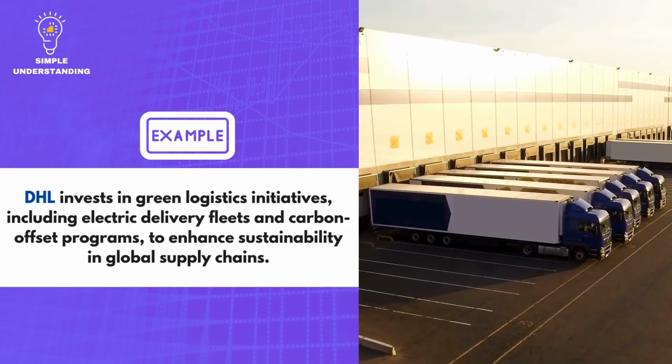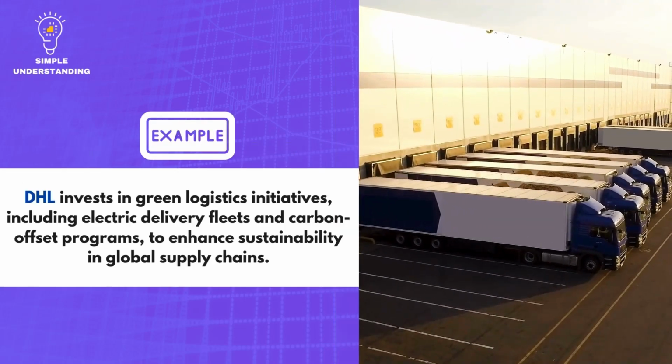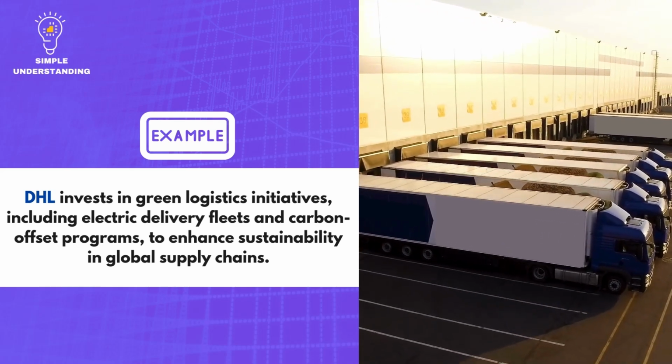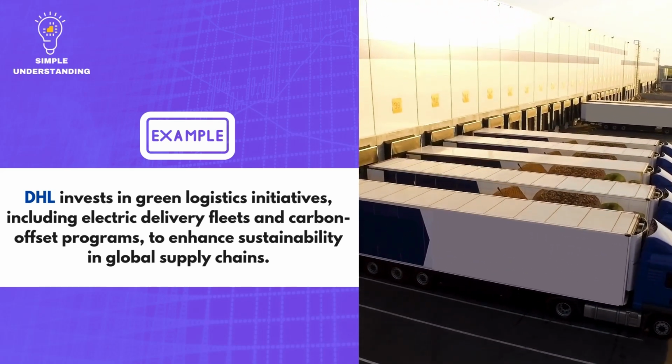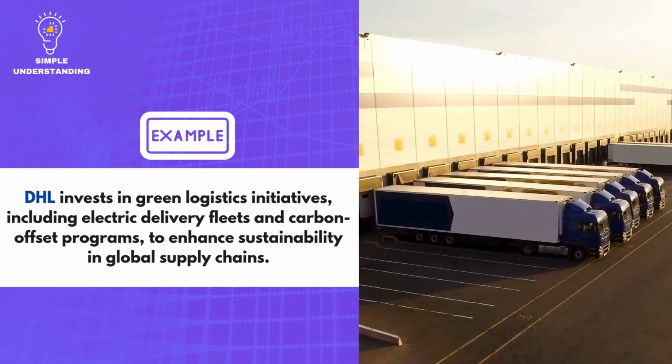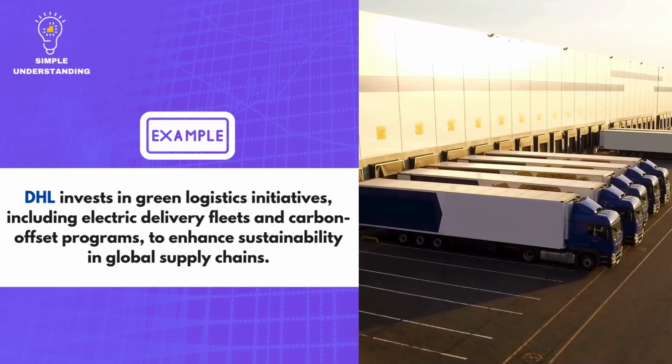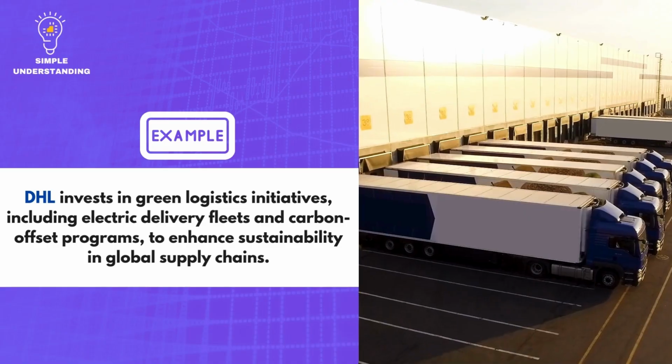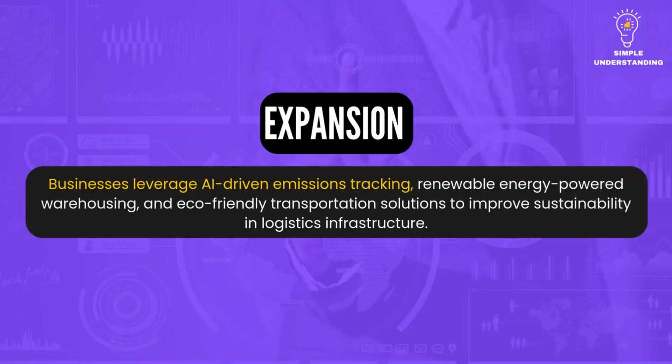Real company example. DHL invests in green logistics initiatives, including electric delivery fleets and carbon offset programs, to enhance sustainability in global supply chains. Expansion. Businesses leverage AI-driven emissions tracking, renewable energy-powered warehousing, and eco-friendly transportation solutions to improve sustainability in logistics infrastructure.